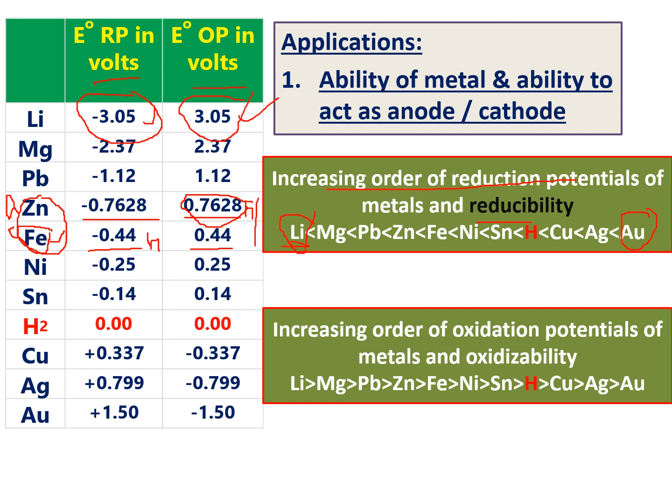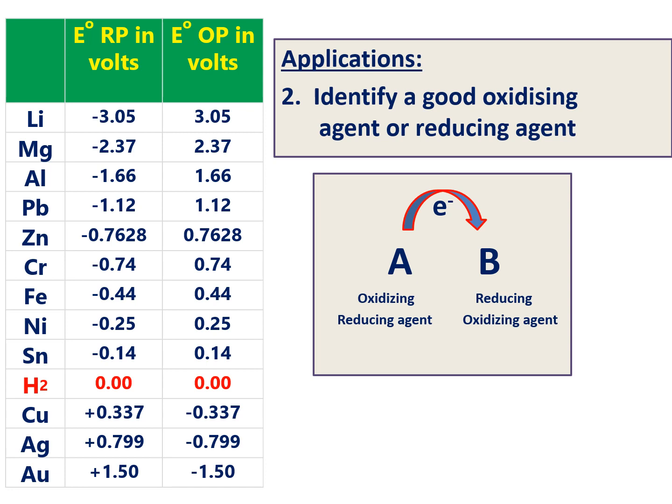So like that you can see here. Here you can see hydrogen. Hydrogen is the standard one. By using the SHE, we are measuring these values. That's why it is always taken as zero. Oxidation potential value and reduction potential value both are zero for hydrogen. Okay. The next application is to identify good oxidizing and reducing agents.